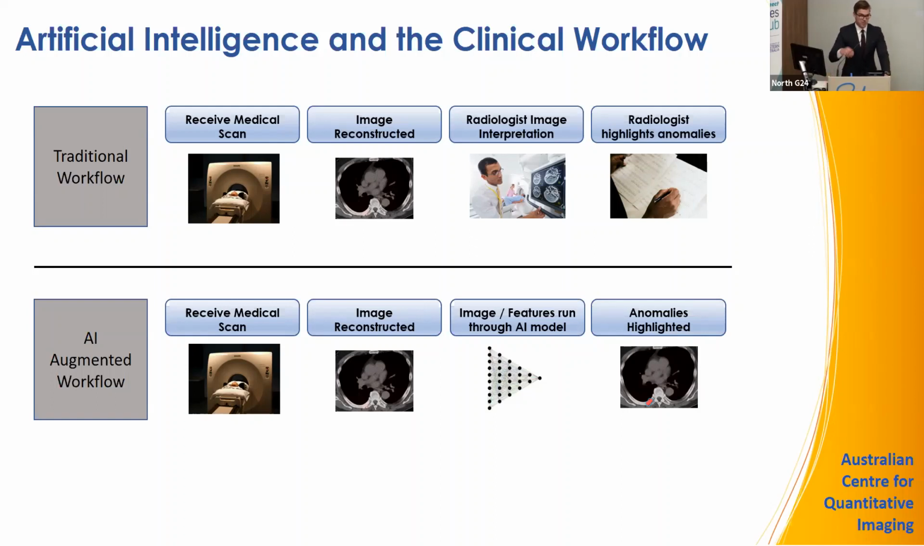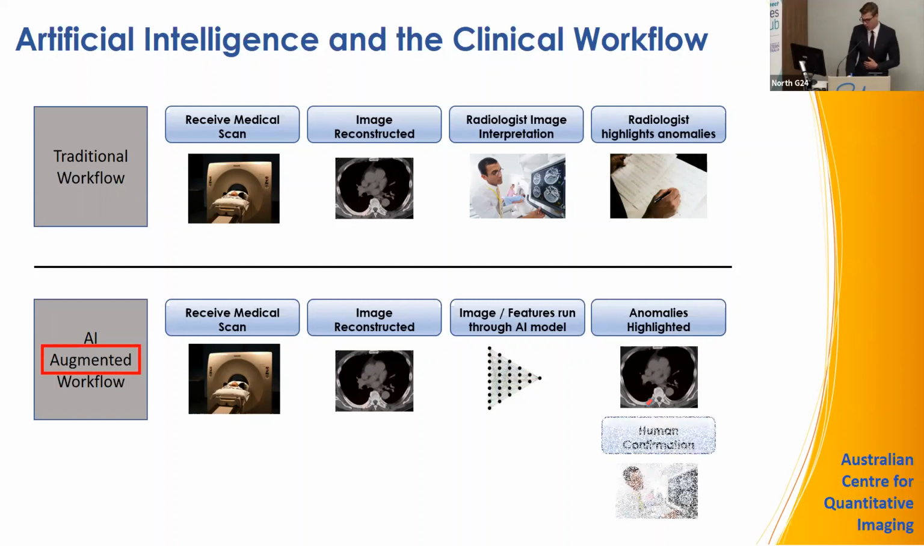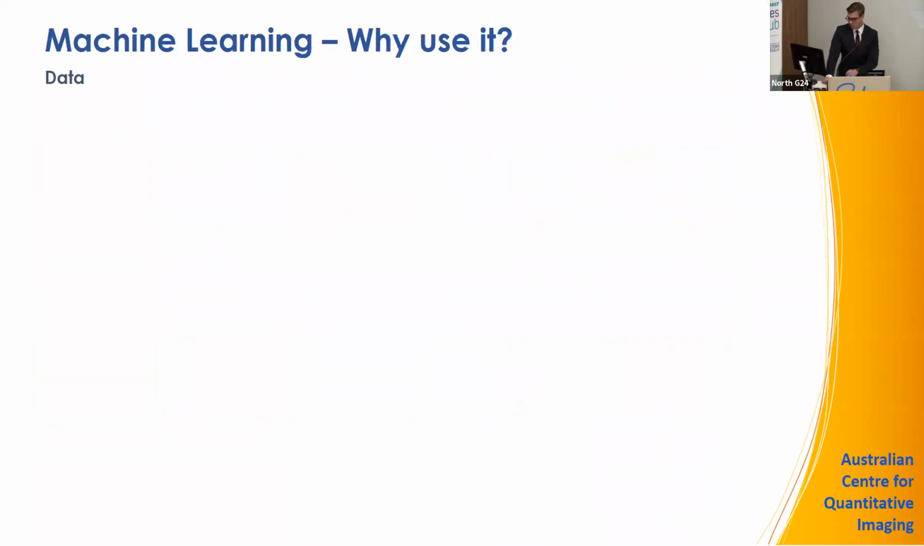AI models can perform this in seconds if they're trained correctly. So optimizing workflows is a big part of AI. But I do want to stress the word augmented. These models certainly aren't going to be replacing humans anytime soon, and you always need an expert there to confirm that the model is outputting exactly what you want it to output.